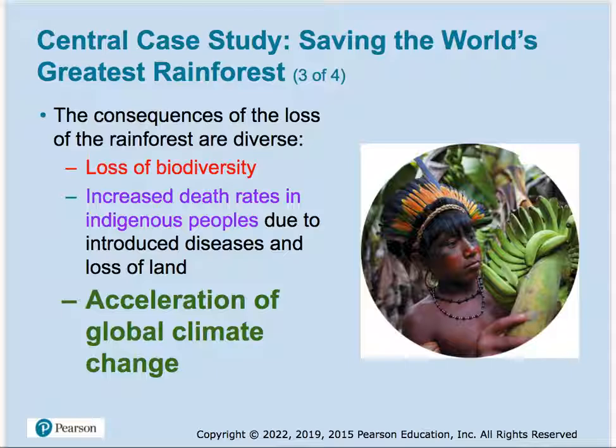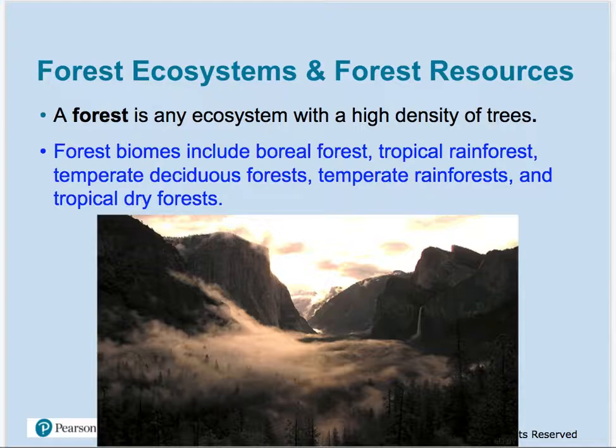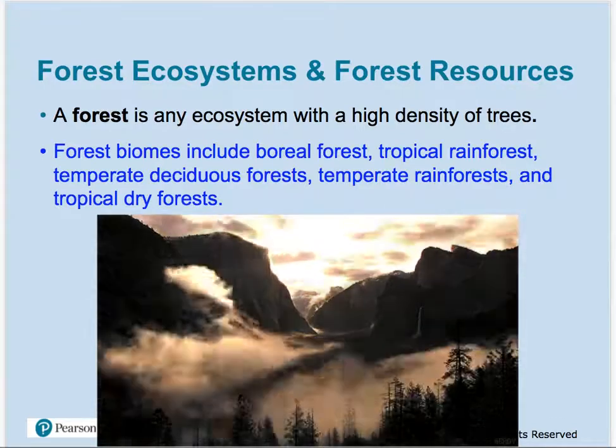This creates a loss of biodiversity. There's higher death rates with the indigenous people. And of course, losing all of that contributes to our climate issues that we see. Brazil over time has strengthened its own forest code and asked landowners in the Amazon to conserve 80%, and rural landowners to conserve 20% of their rainforest to protect it.